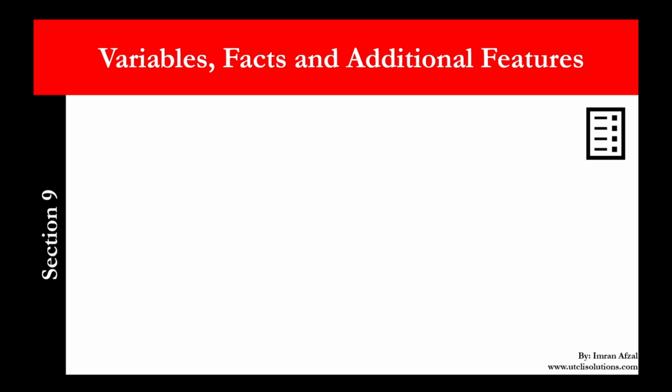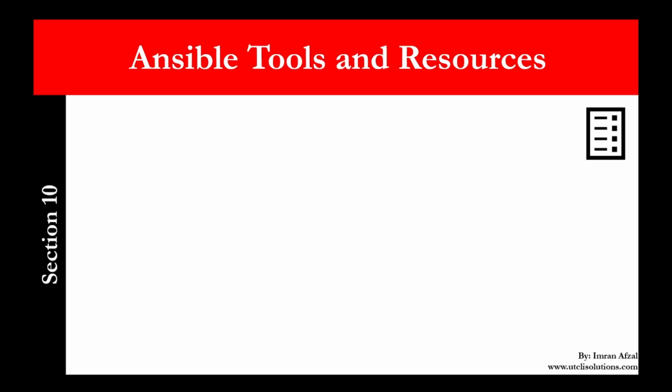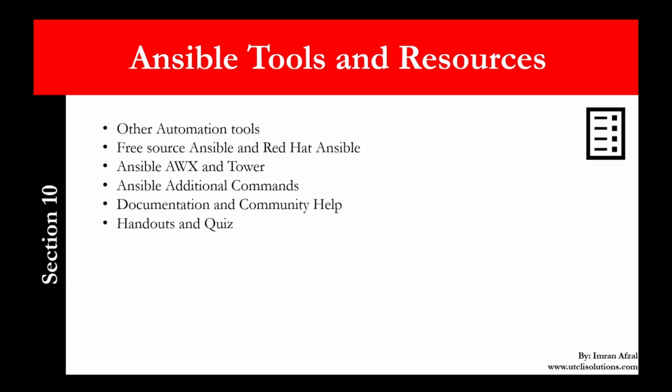Then section 9 covers variable facts and additional features such as tags, variables in inventory file, Ansible Vault, how you could secure your Ansible, encrypt strings within a playbook. Then moving down to section 10, which is about Ansible tools and resources like other automation tools, what are out there that's available, free source of Ansible and Red Hat Ansible. We'll cover Ansible AWX and Tower, Ansible additional commands that you should know, documentation and community help in case you get stuck somewhere, how you could go about getting help from community and troubleshooting. And of course, we'll end that with handouts and quizzes.